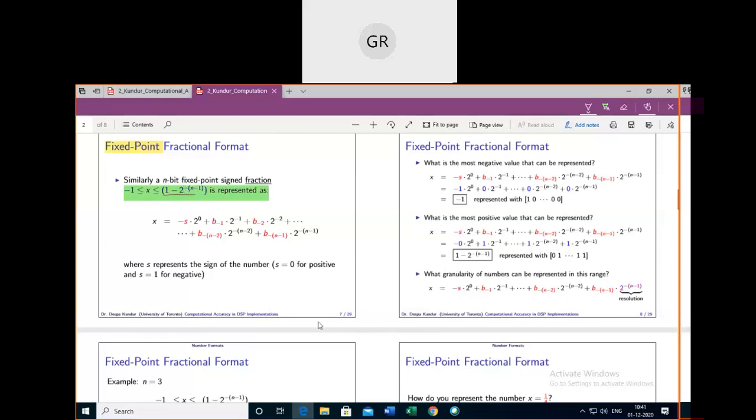Okay. Then here, what is the number format? How can we represent the fixed point fraction number? Here, minus s times 2 raised to 0, plus b of minus 1 times 2 raised to minus 1, plus b of minus 2 times 2 raised to minus 2, plus and so on up to b of minus of n minus 2 times 2 raised to minus of n minus 2, plus b of minus of n minus 1 times 2 raised to minus of n minus 1. Okay, so please go through this. This number format is very important.